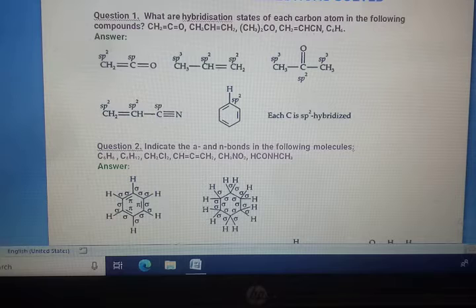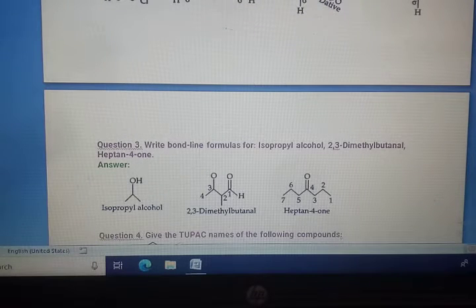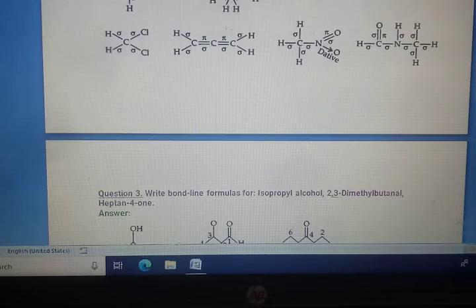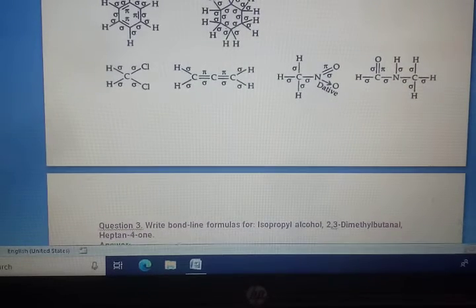Now we are moving towards the second question, that is to indicate the sigma and pi bonds. Here σ means sigma and π means pi. So here you have to say how many sigma bonds and how many pi bonds are there in these compounds. Just a second, you can see the second question on your screen. What we have to say is how many sigma bonds and how many pi bonds are there.